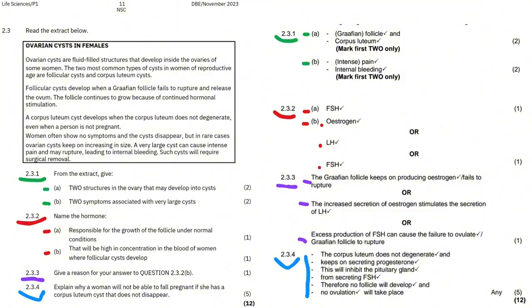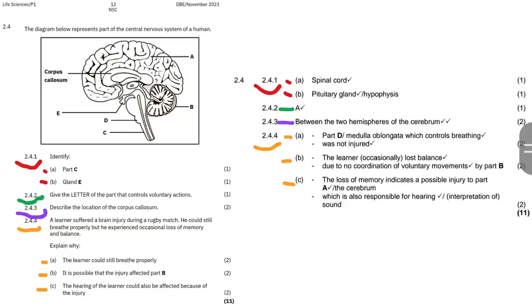Question 2.3.4. Explain why a woman will not be able to fall pregnant if she has a corpus luteum cyst that does not disappear. This question is worth 5 marks, so you do need to give 5 facts. The answer, the corpus luteum does not degenerate and keeps on secreting progesterone. This will inhibit the pituitary gland from secreting FSH. Therefore, no follicle will develop and no ovulation will take place.